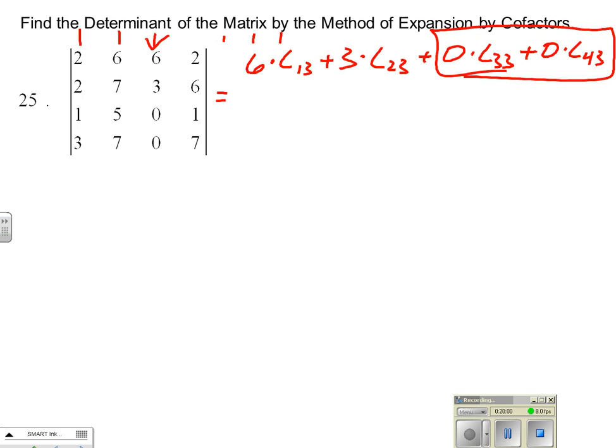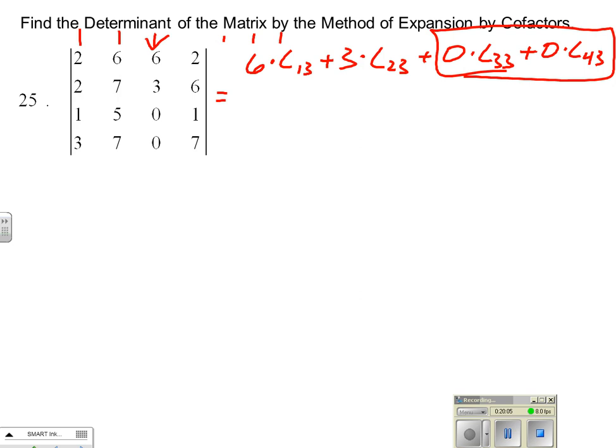So if I can use any row or any column, and I'm going to expand by minors and cofactors, I'm going to choose the column or row of least resistance. In this case, I like this guy, because the determinant of this would be 6 times its cofactor plus 3 times its cofactor plus 0 times its cofactor plus 0 times its cofactor, which means I don't really have to find those guys. So makes life a little bit better.